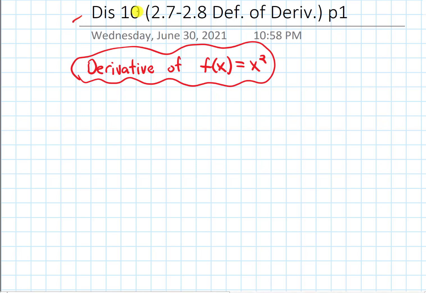In today's discussion, we'll focus on sections 2.7 and 2.8 on the definition of a derivative. In this video, we will do an example involving the derivative of f of x equals x squared.